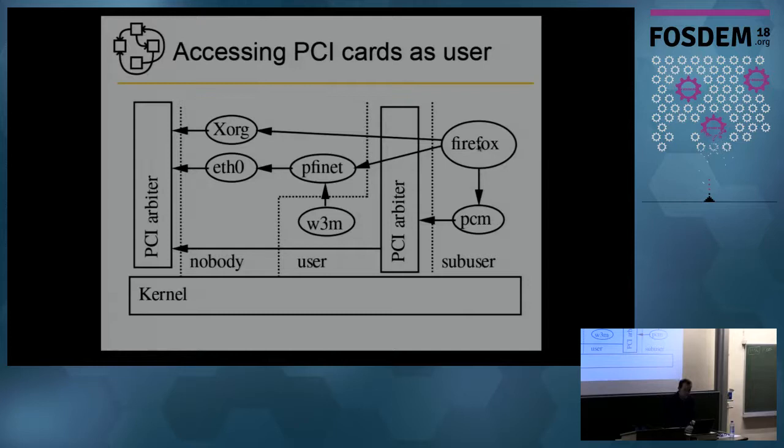The idea is that to be able to do this, I actually nest the PCI arbiters. There is the system provided one, which the user is allowed to access, only the sound card. And then the user starts another PCI arbiter in which it says, okay, this sub-user is allowed to access the sound card, and only that. And maybe something else we do not provide access to, etc. So this is a way to be able to run untrusted code safely as a user, even.